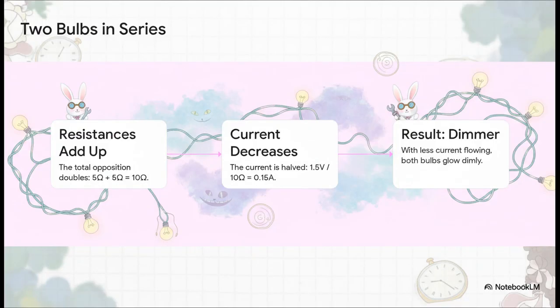All right, let's start with this series circuit, the single file line. Since the current has to push its way through both bulbs, the total opposition, the total resistance, just adds up. So 5 ohms plus another 5 ohms gives us a total of 10 ohms of resistance. Now let's pop that into Ohm's law. 1.5 volts divided by 10 ohms gives us a current of only 0.15 amps. That's half the flow we had with just one bulb. And the result? Both bulbs are going to be way dimmer.